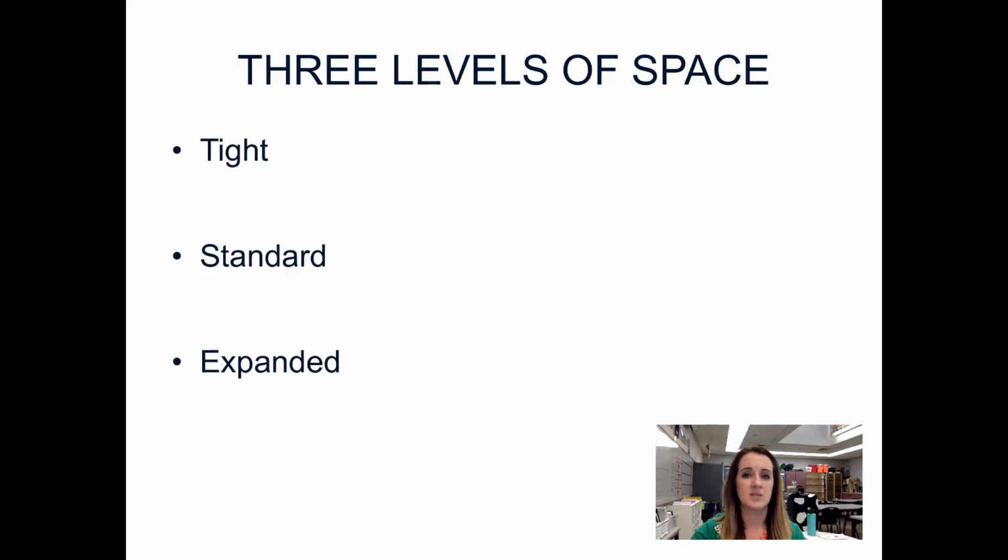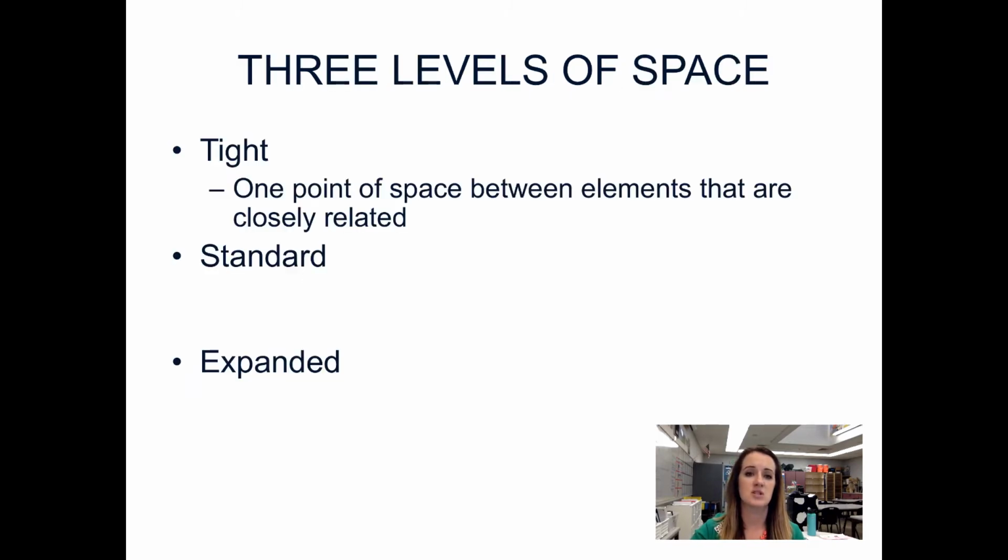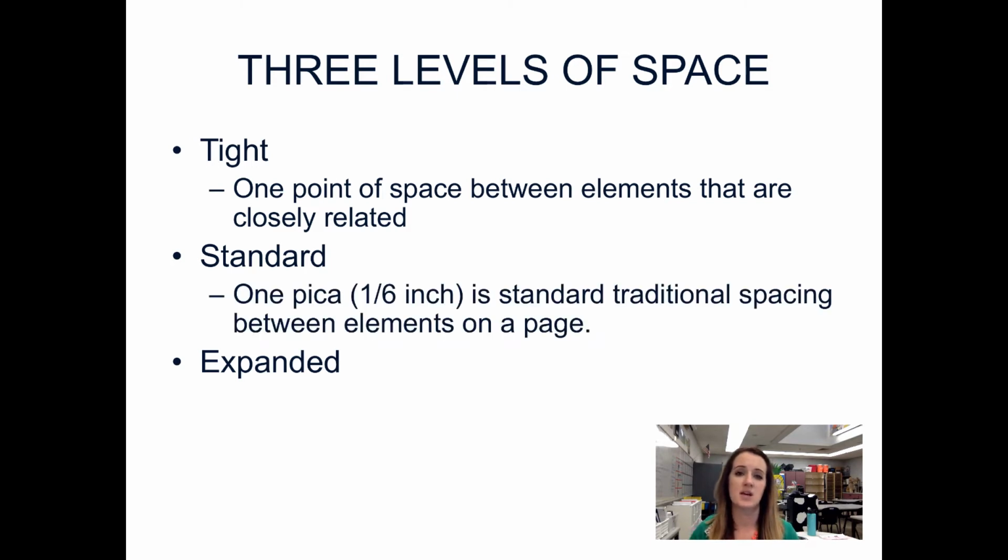So the three levels of white space, just to review: tight, which is 1 point of space between elements that are closely related, or less, like 0 to 3 points. Standard is 1/3 of a pica to a whole pica, which is 1/6 of an inch. And that's kind of like a mediocre spacing.